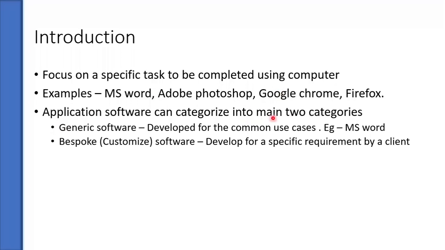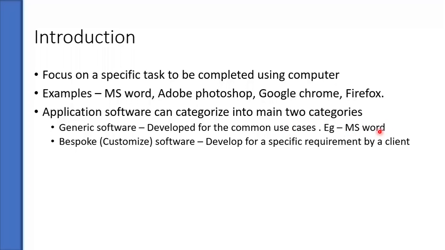Now, application softwares can be categorized into mainly two categories. The first one is generic software. What we mean by generic software is software that is developed for common use cases. That means for the development purpose, there is no specific end user, but commonly everyone.